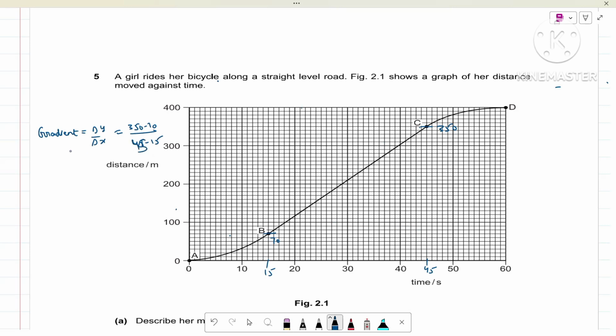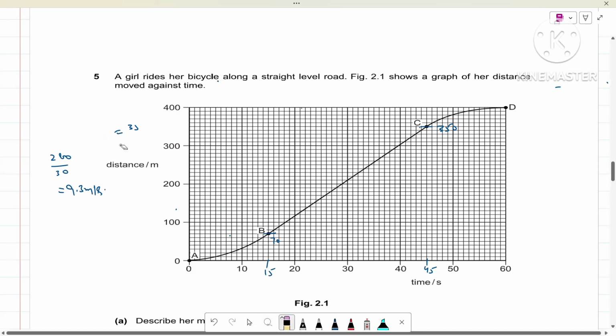So it will come to be 280 divided by 30. So 280 divided by 30, it will come to be 9.3 meter per second. So from B to C, the girl is riding her bicycle at a constant speed of 9.3 meter per second. Now we will learn how to find the speed if instead of a straight line, a curved line is given.